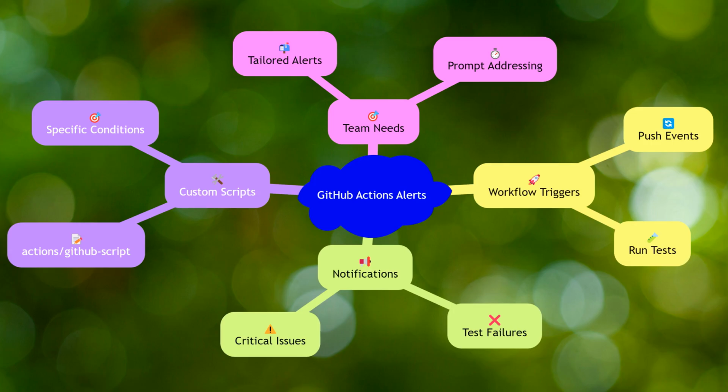GitHub Actions allows you to create custom alerts using workflow files. For instance, you can set up a workflow that triggers on a push event, runs tests, and sends a notification if the tests fail. You can use the actions/github-script action to write custom scripts that send alerts based on specific conditions. This flexibility allows you to tailor alerts to your team's needs and ensure that critical issues are promptly addressed.